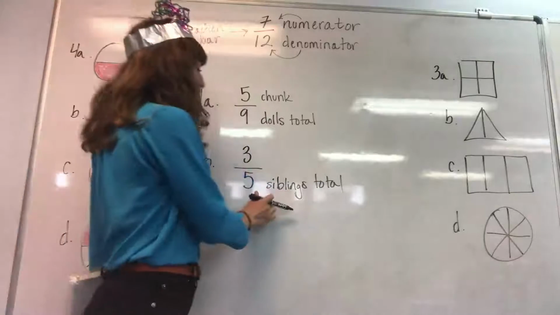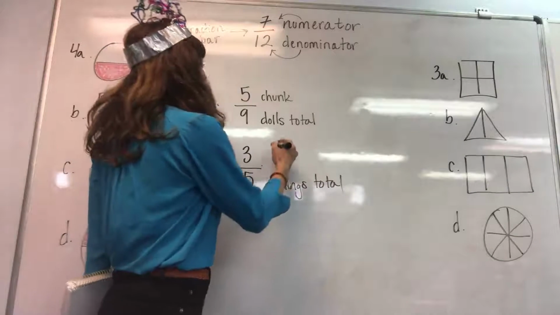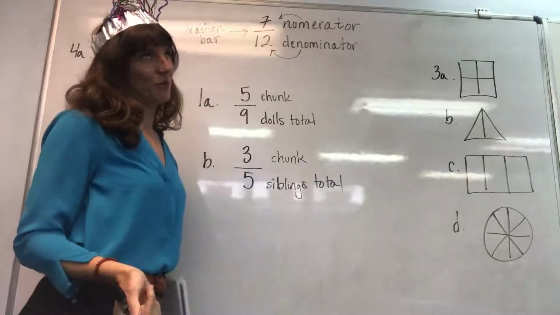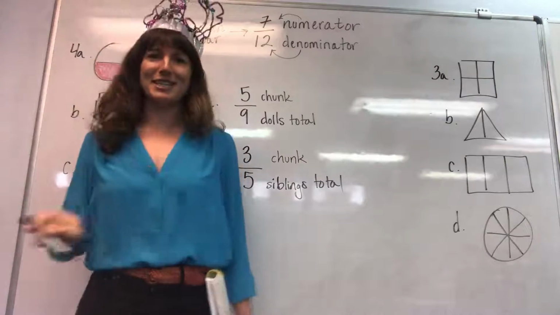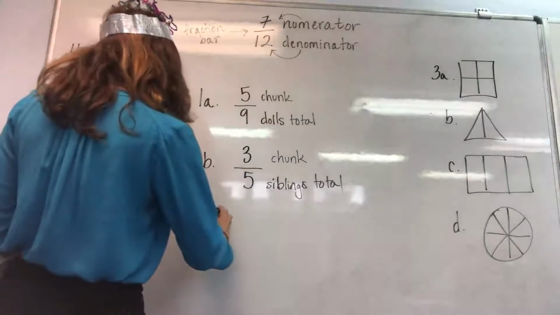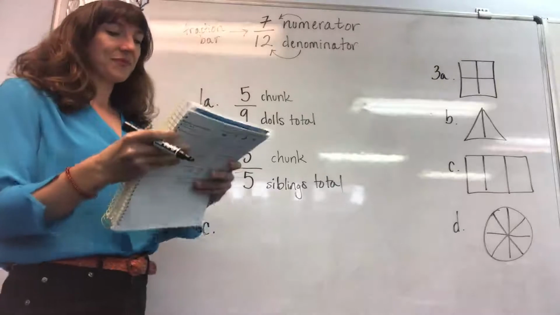So the total number of siblings goes on the bottom, and the chunk they want to know about goes on top. Now, chunk is not a very attractive word, but it's the word that came to my mind right now. I might change the word in a day or two, okay? All right, that's A, B, and now here is C.